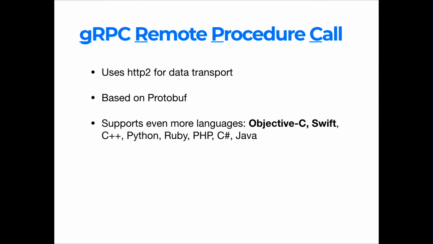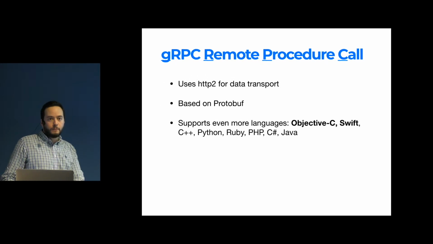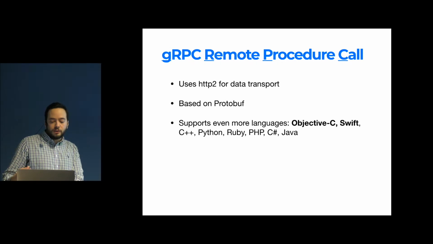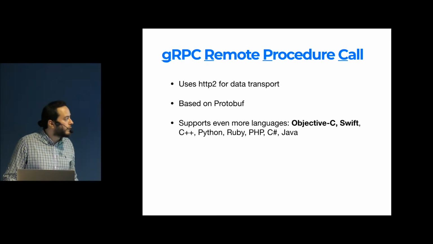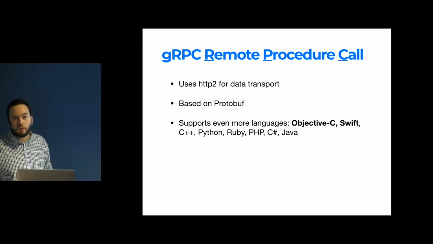gRPC uses HTTP2 for data transport, which means that it's much more optimized compared to HTTP. You will be doing your definitions in Protobuf. The supported languages, which are quite extensive, contain Objective-C and Swift as well. So you can define your client implementation in these two languages, and the backend can support maybe Node.js or C# or Java.